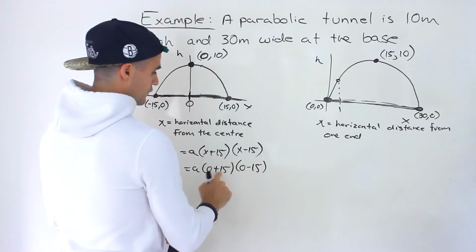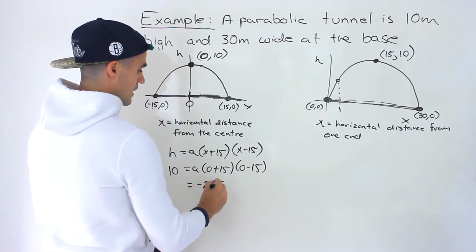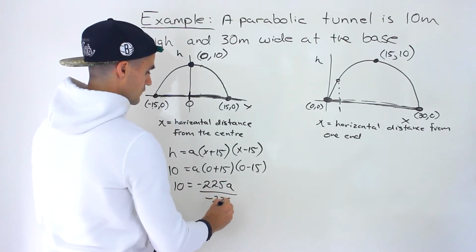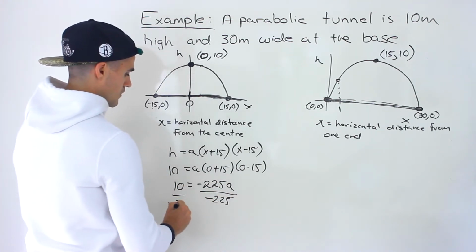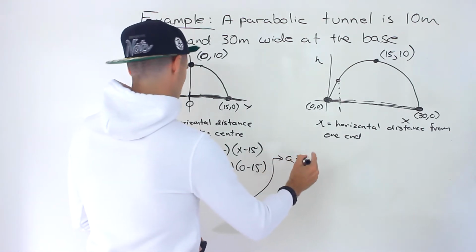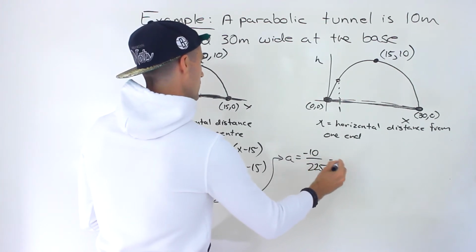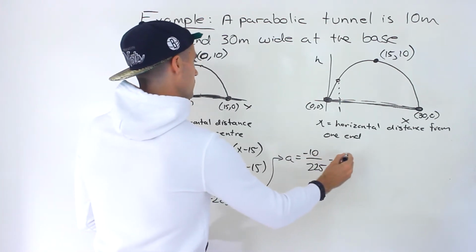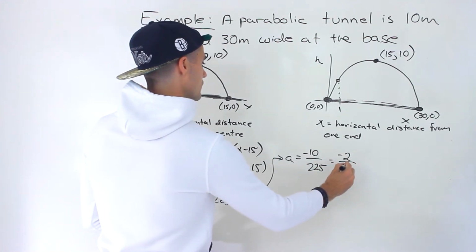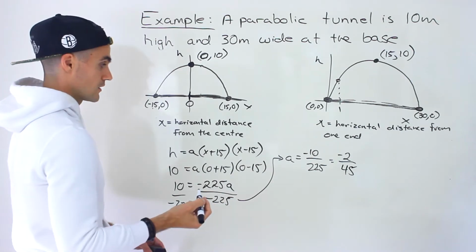Okay, so we'd end up with 15 plus 15 times -15, which would give us -225. Then we still have the a value. This would be 10. Divide both sides by -225. And we'd end up with what? a equaling -10 over 225. If we divide this by 5, we'd end up with -2. If we divide this by 5, we'd end up with what? 45. So -2 over 45 ends up being the a value in this case.